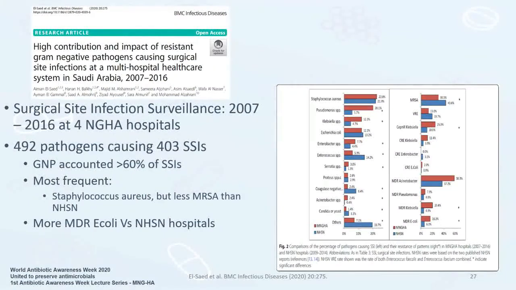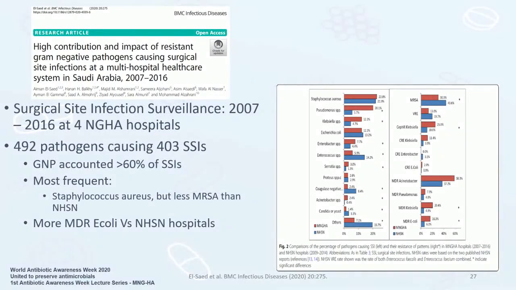The next study is looking at the high contribution and impact of resistant gram-negative pathogens causing surgical site infections at multiple hospital healthcare systems in Saudi Arabia. So this takes consumption into the next level, which compares consumption to resistance trends. Here they're looking at the contribution of resistant gram-negative organisms to surgical site infections. They looked at 492 pathogens causing 403 surgical site infections. Gram-negative pathogens accounted for more than 60% of surgical site infections.